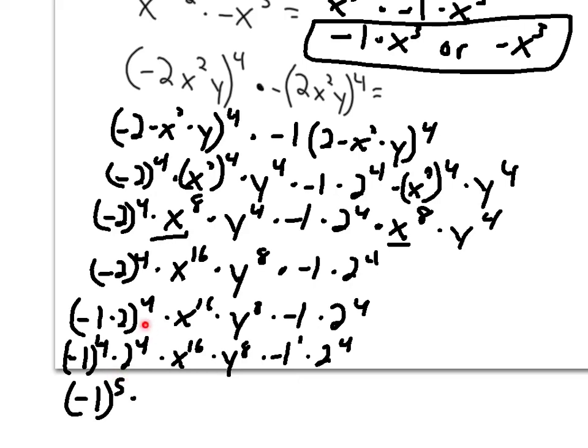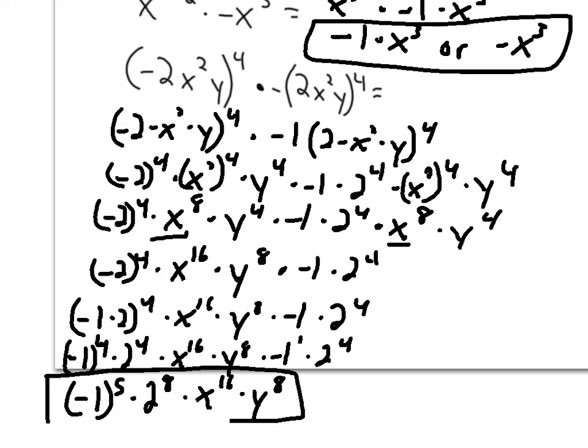Times 2 to the 4th times 2 to the 4th. That's where we add the exponents. It's 2 to the 8th. Times x to the 16th times y to the 8th. And that is as far as we can possibly simplify that problem. We have no other bases that are the same. A lot of work for that problem involved.